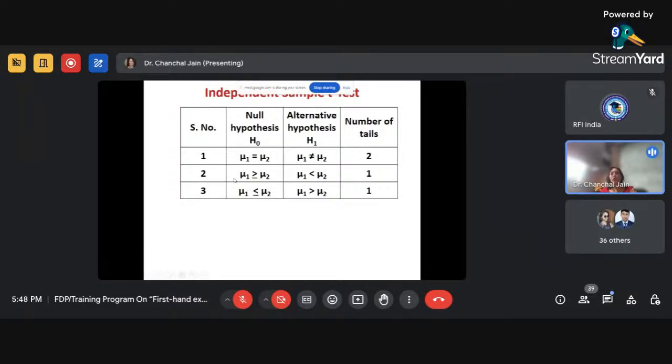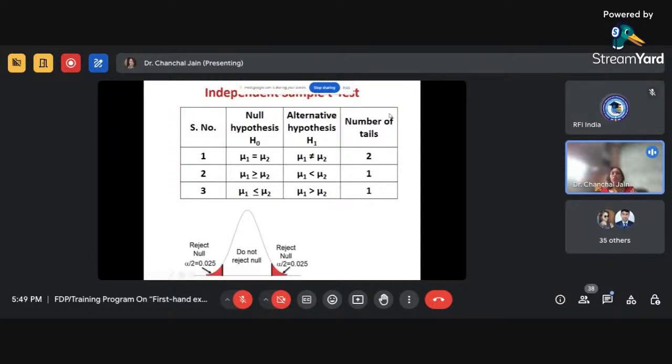Next, if you state your null hypothesis as mu1 is greater than or equal to mu2, and alternatively you clearly state that mu1 is less than mu2, that means you're clearly saying that one of the means is less than the other mean. That way it is a one-tail test. The third condition is also similar: you say mu1 is less than or equal to mu2, and here you say mu1 is greater than mu2. So it is a clear indication that it is a case of a one-tailed test.